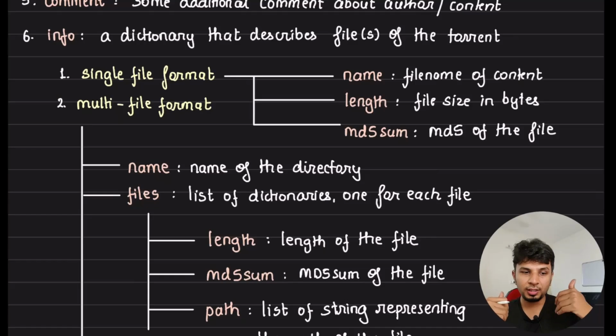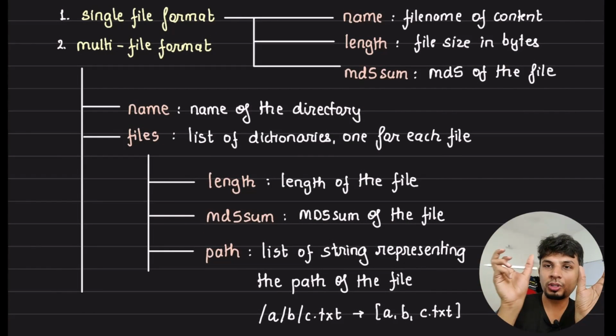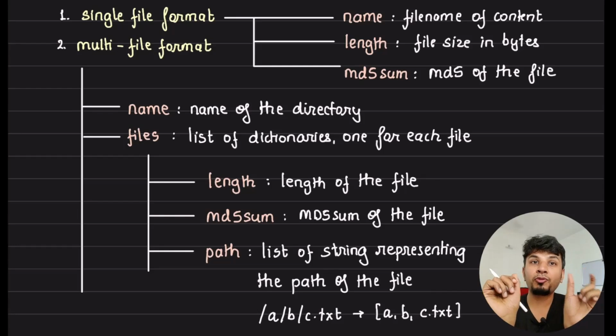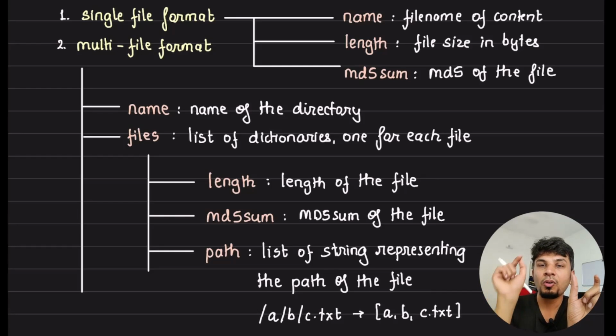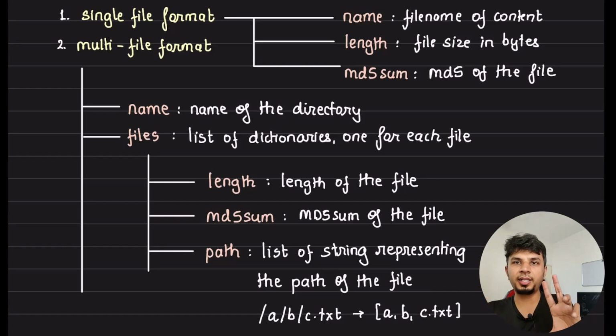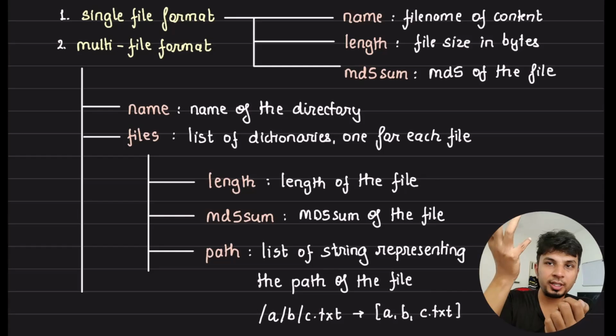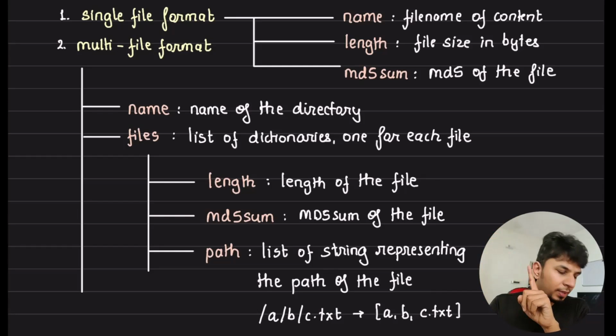Then if you are streaming multiple files, or a folder that has multiple files, you would have a key called name that would store the name of the directory. Then files. Files is a list of dictionaries, one for each file, which would contain information about each file in the particular directory. Now let me simplify it for you. You have a directory that you want to put out in the torrent network. That directory would have a name. The name field in the multi-file format holds that information, right?